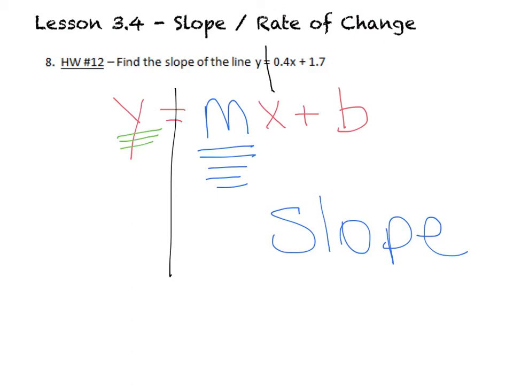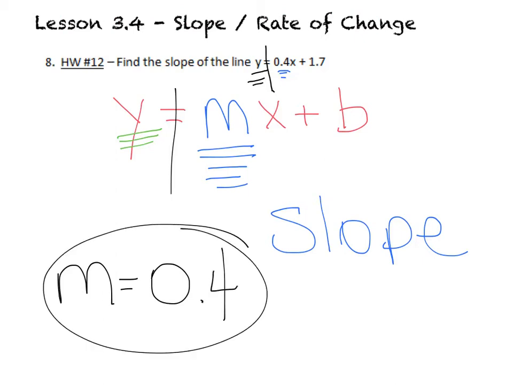Y is by itself. That's important. The number with x is 0.4, and that means that is our answer. So our answer, and we can abbreviate, m equals 0.4. I don't guess I've addressed it yet in these notes, but the abbreviation for slope is m. So when you see m, that actually means slope.